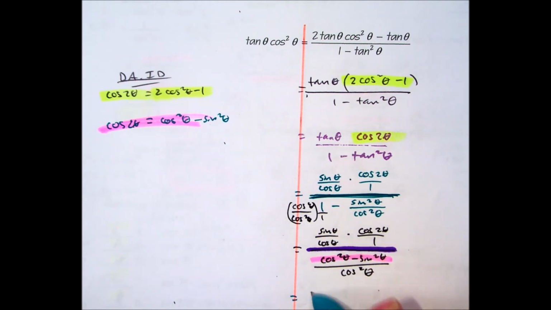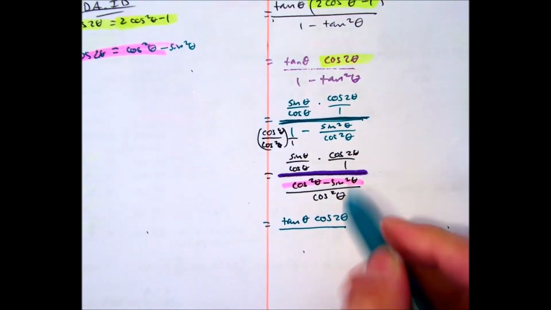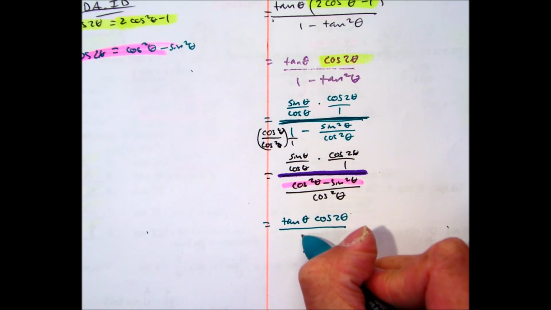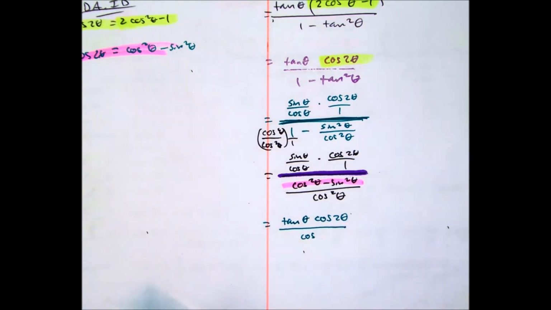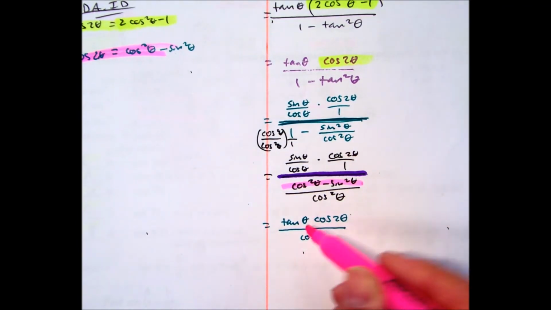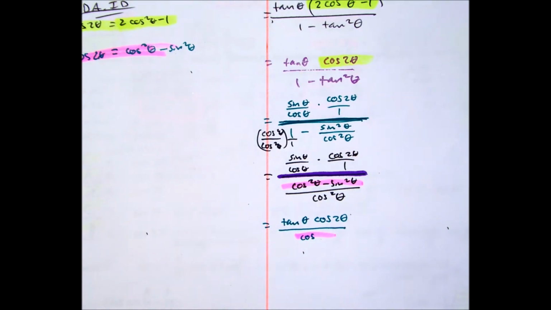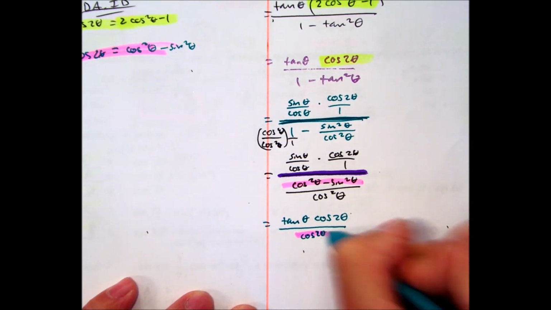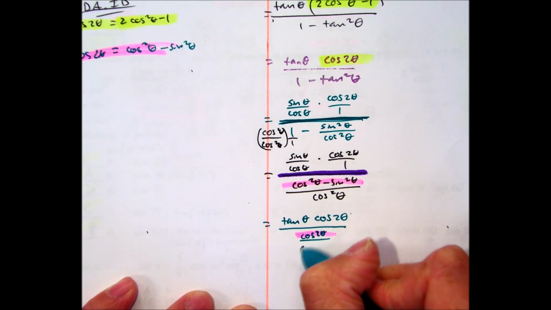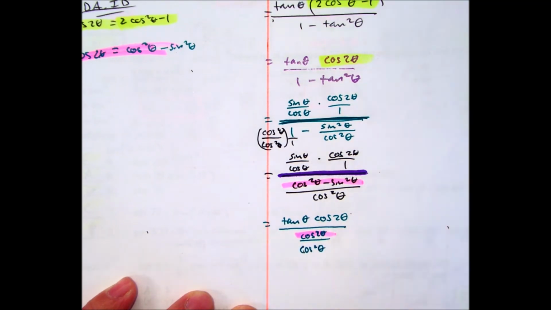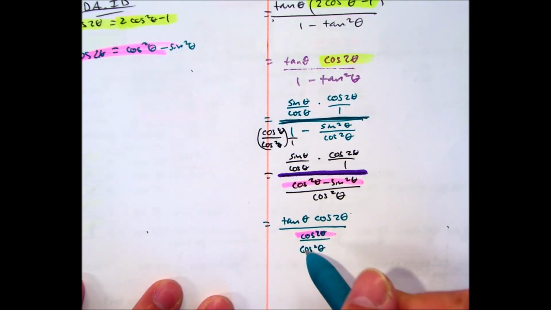Let's put that back to tangent. Tangent theta over cosine 2 theta. And this is going to read cosine, so in pink I use the double angle identity. So 2 theta all over cosine squared theta.